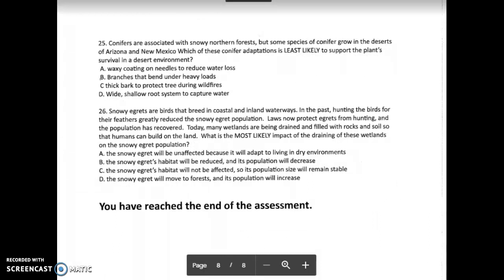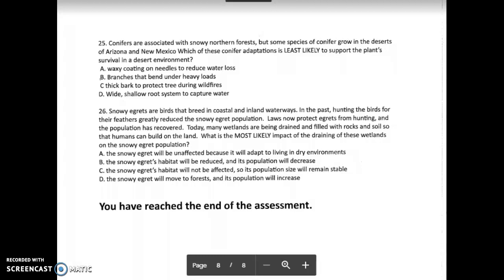Number 25. Conifers are associated with snowy northern forests, but some species of conifers grow in the deserts of Arizona and New Mexico. Which of these conifer adaptations is least likely to support the plant's survival in the desert environment? A. Waxy coating on the needles reduce water loss. B. Branches that bend under heavy loads. C. Thick bark to protect the tree during wildfires. D. Wide, shallow root systems to capture water.